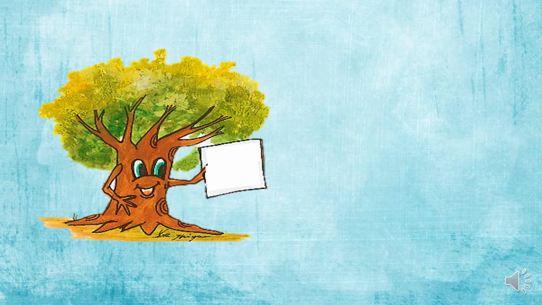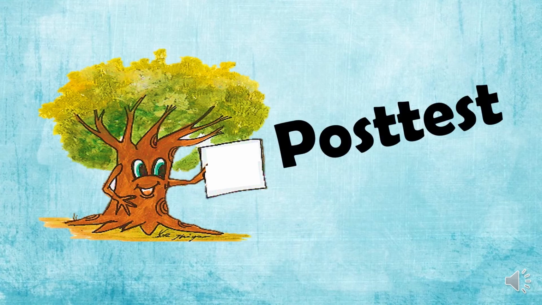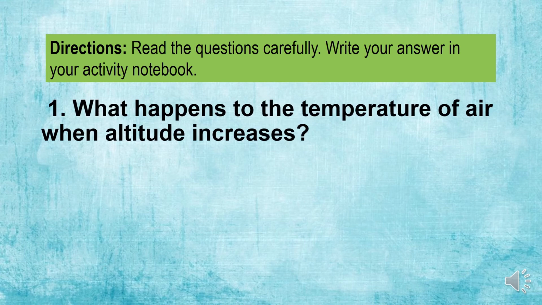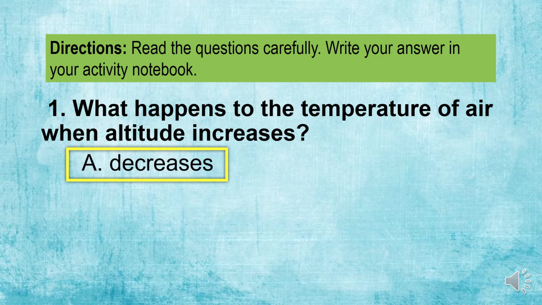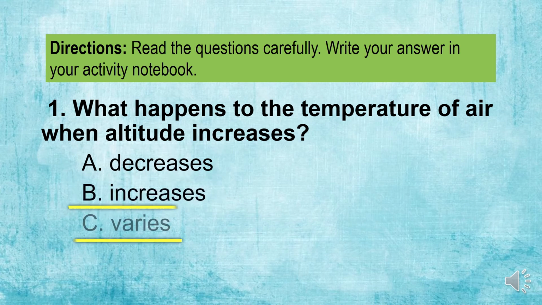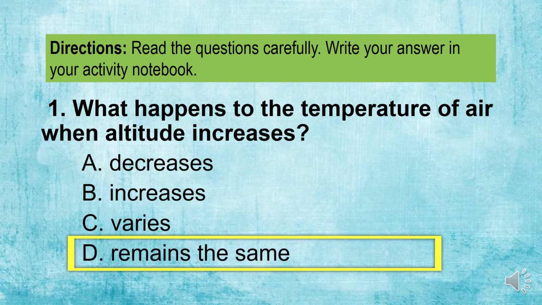And we're down for the last one. Let's answer the post-test. Read the questions carefully. Write your answer in your activity notebook. 1. What happens to the temperature of air when altitude increases? A. Decreases. B. Increases. C. Varies. D. Remains the same.